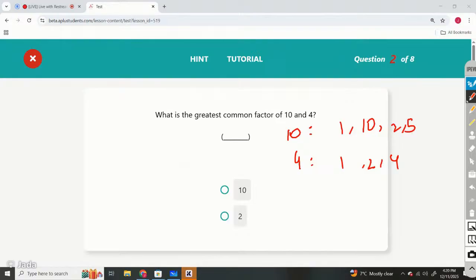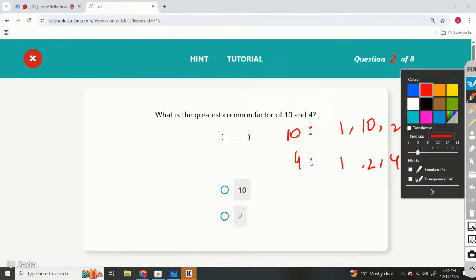So the correct option is 2. Option number 2 is the correct option.